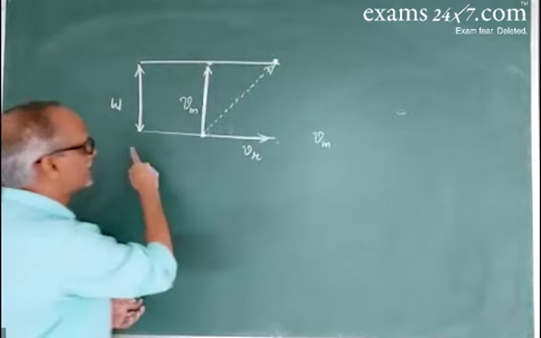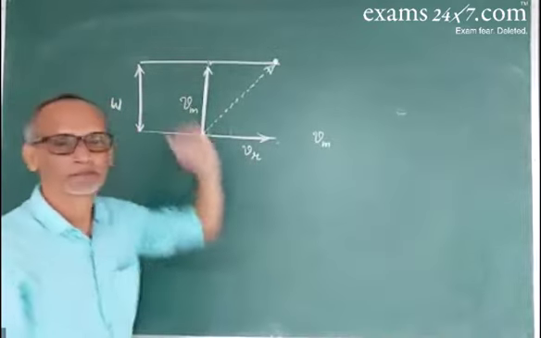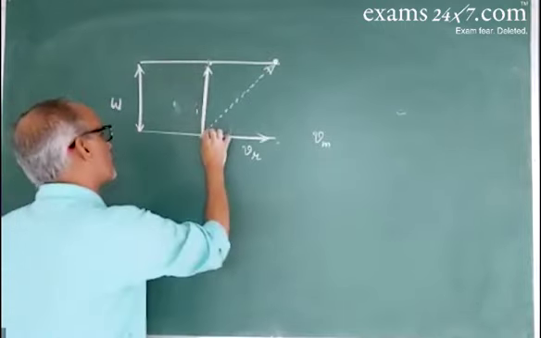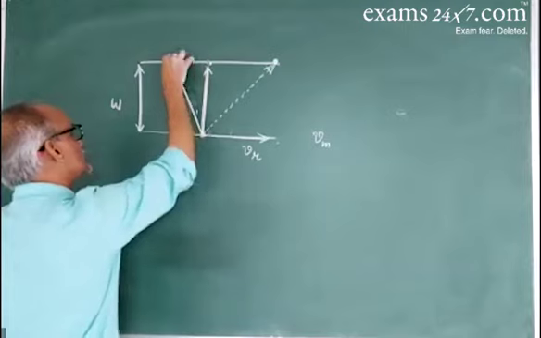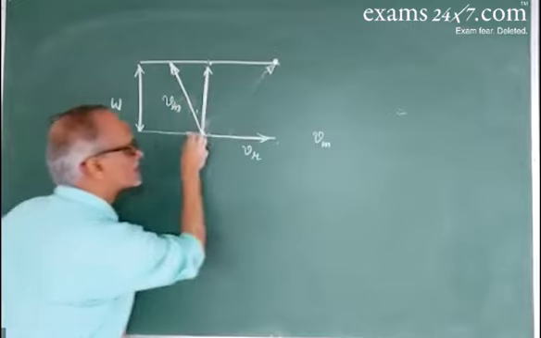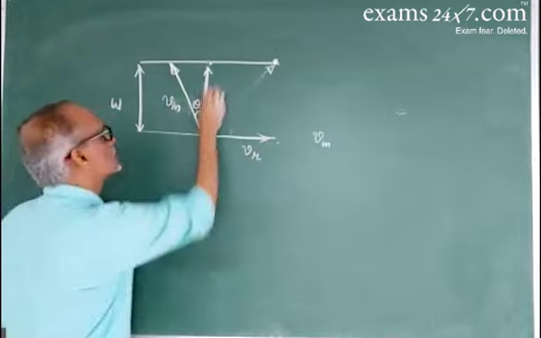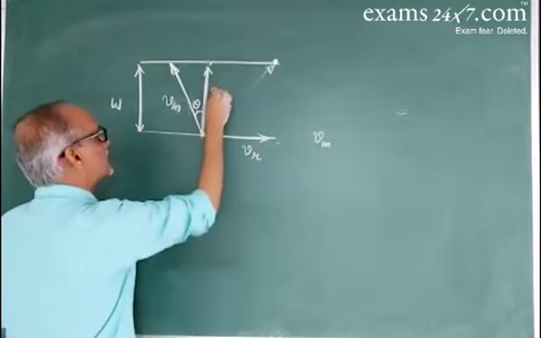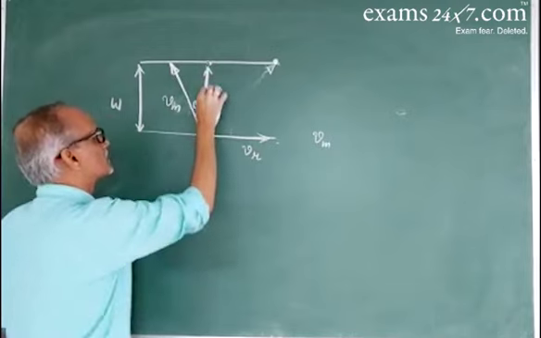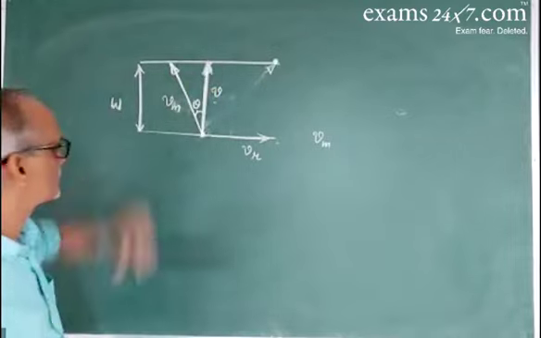That means the resultant of VR and Vm should be along this direction. And for that to happen, the man has to swim upstream like this. So this should be the velocity of the man, Vm, and this is the velocity of the river, making an angle theta here, so that this V becomes the resultant velocity acting on the person, so that he crosses the river in the shortest path, and the path is W.